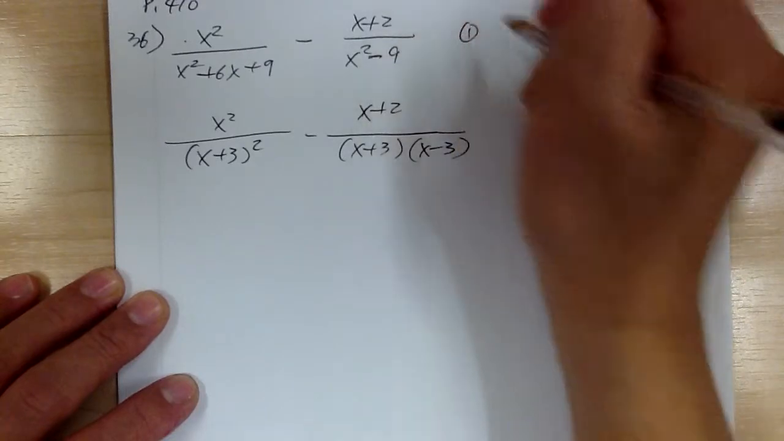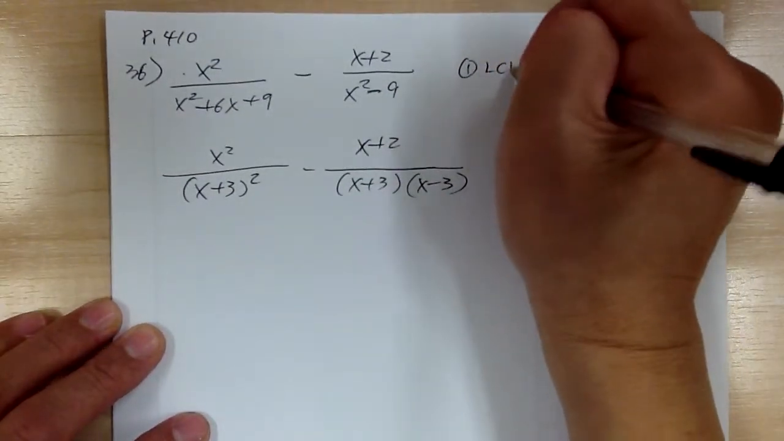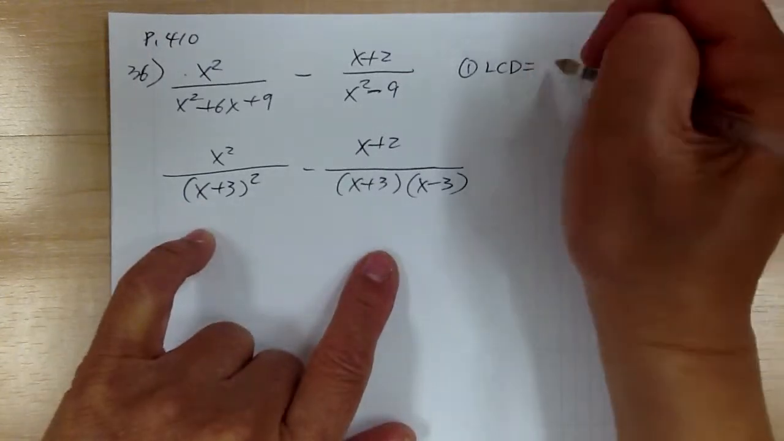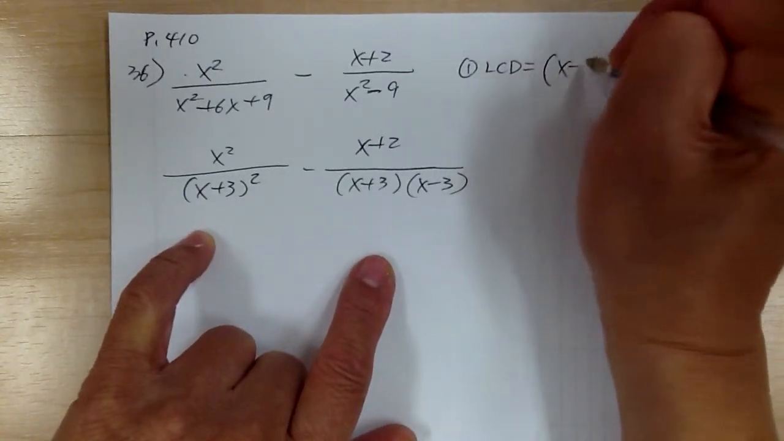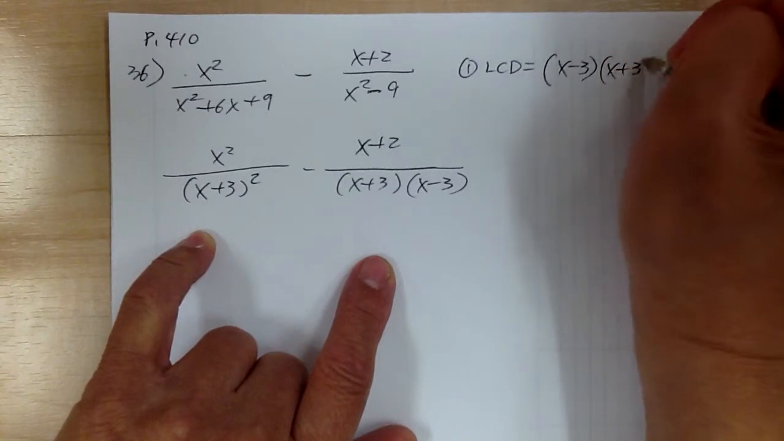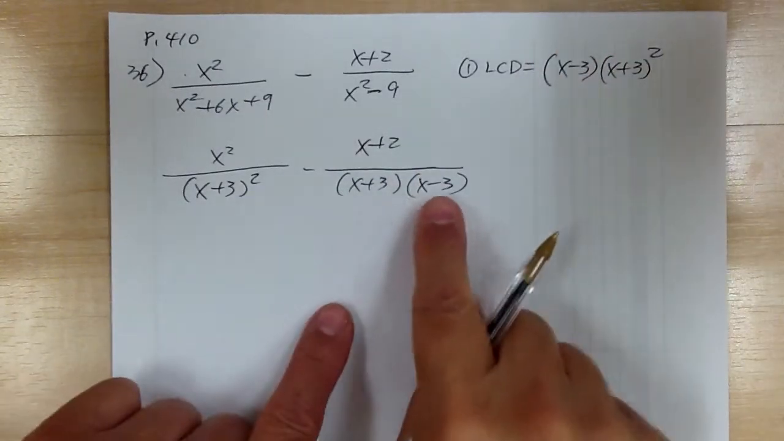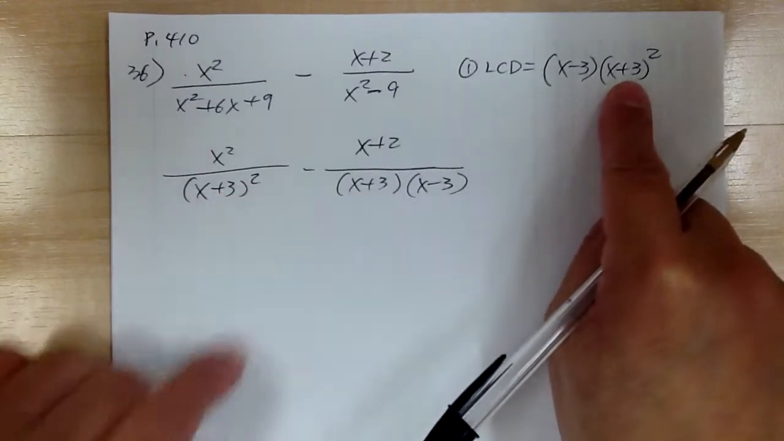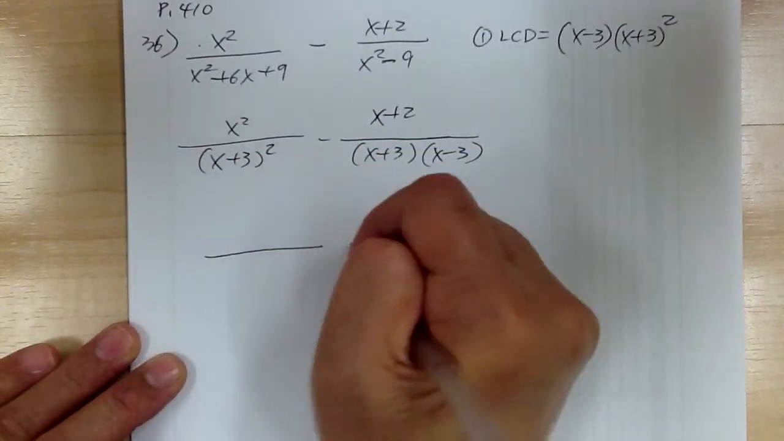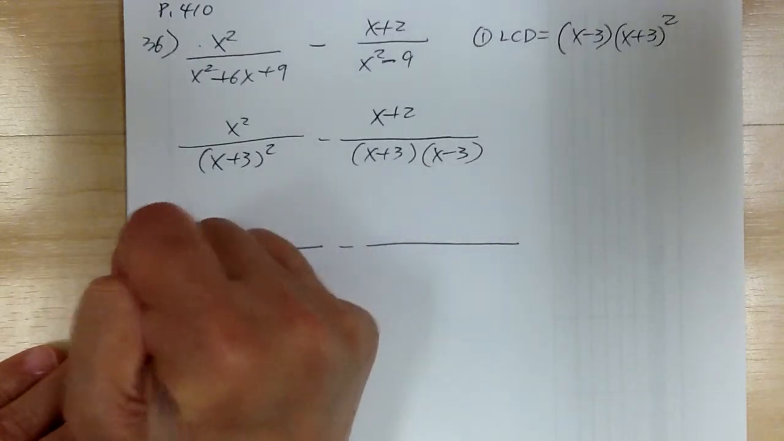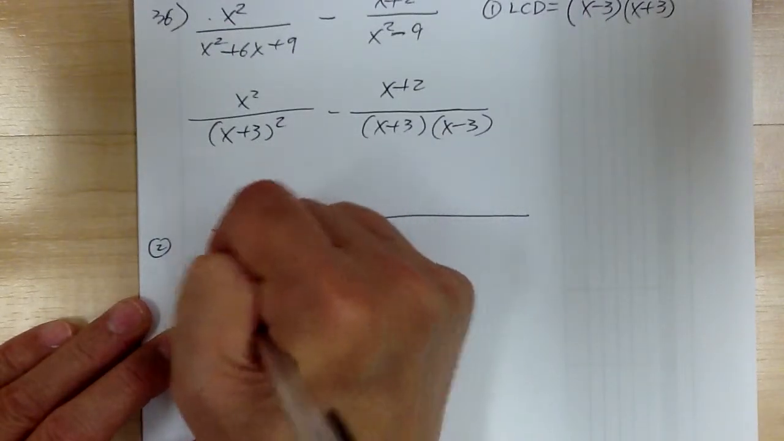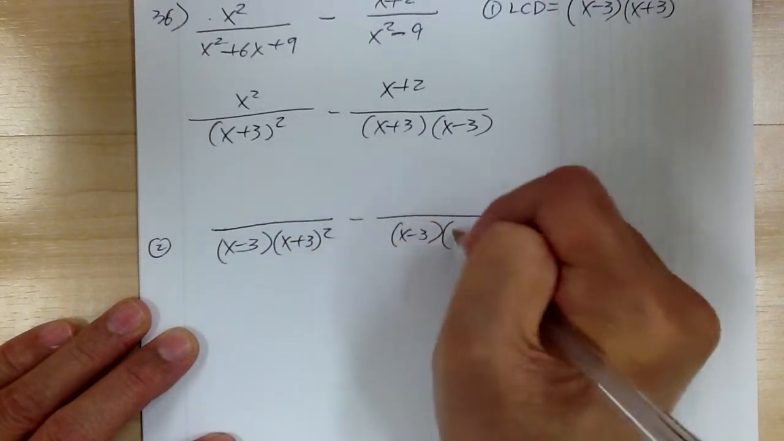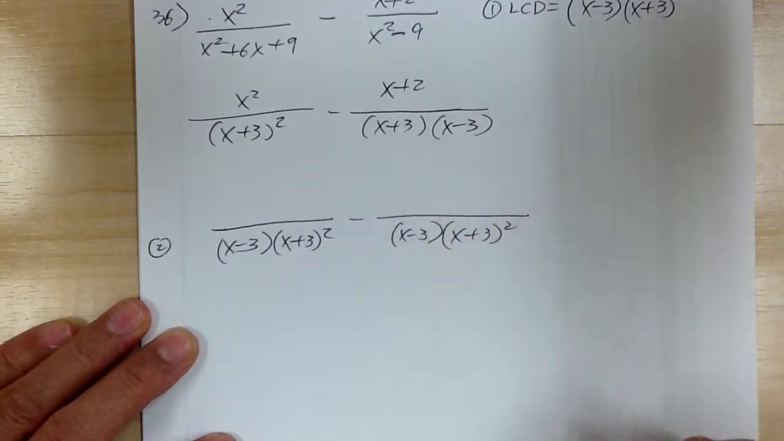Okay, so your step 1, your LCD. Okay, the number, no number, alphabet, no alphabet, the group. So you need to have x minus 3 and x plus 3 squared. Right? So you need to have this one, and this one is higher, so this is the double to put over here. Okay, so let's go and get the LCD ready. So it'd be x minus 3, x plus 3 squared, x minus 3, x plus 3 squared.